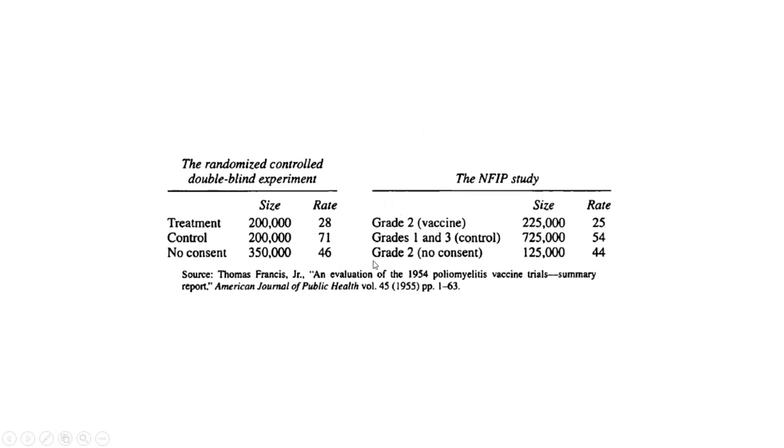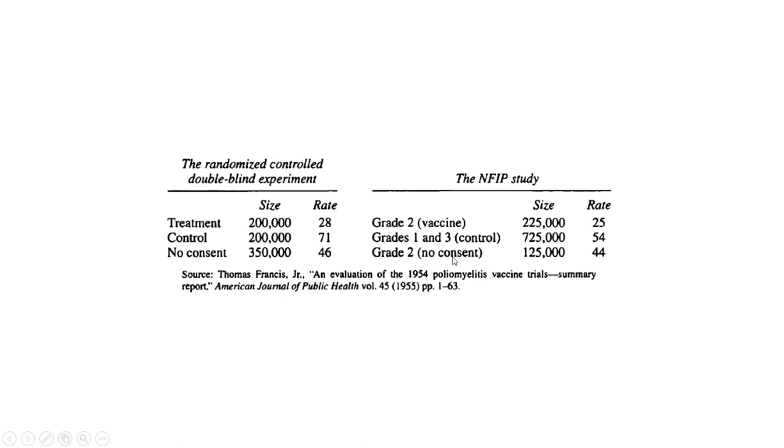So in grade 2 there were two groups. Those children whose parents consented were given the vaccine. So 2,25,000 people received the vaccine, and the remaining children whose parents did not consent were not given the vaccine. Okay. And now we have to come.